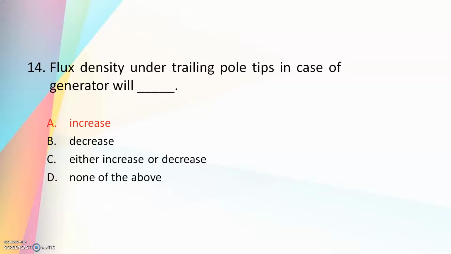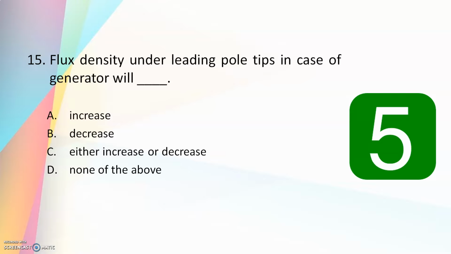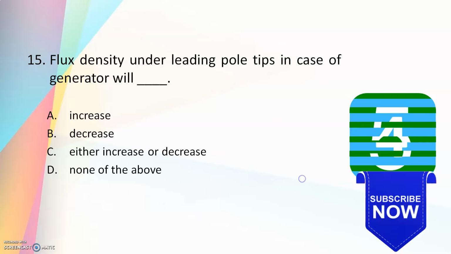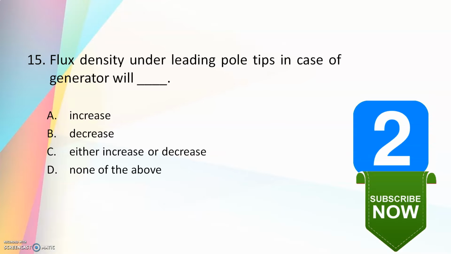Flux density under leading pole tips in case of generator will increase, decrease, either increase or decrease, none of the above. And here you go. And the answer is obviously decrease.